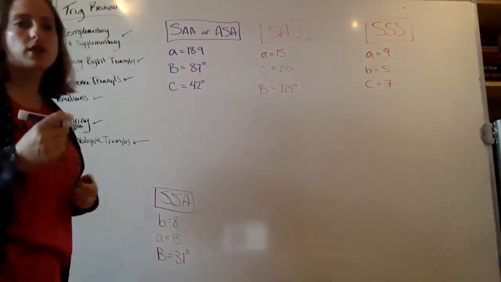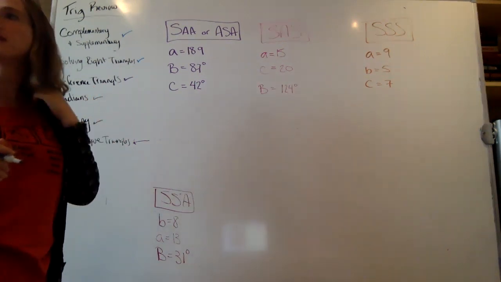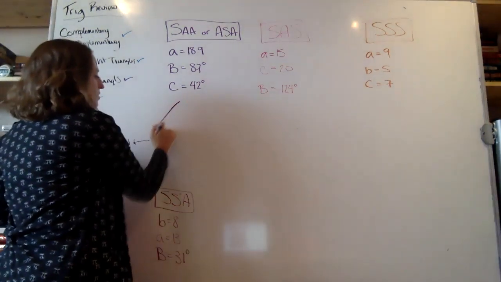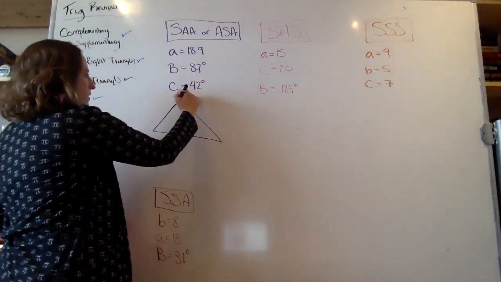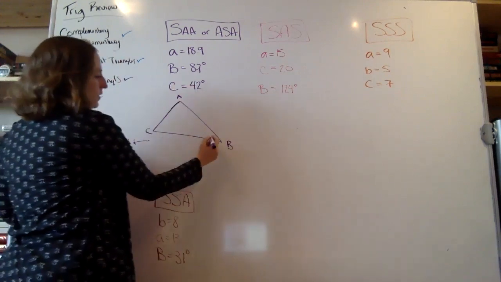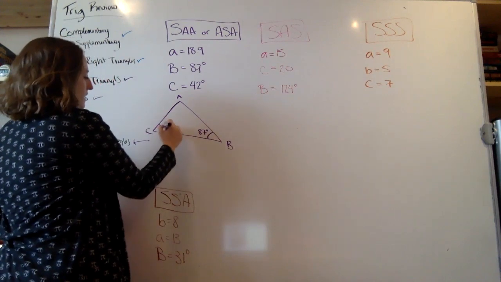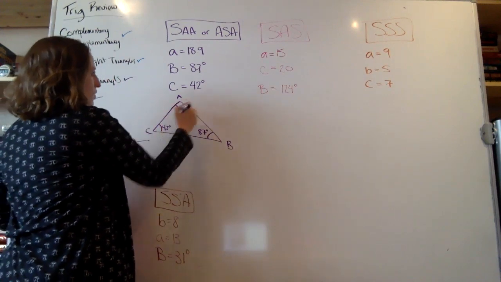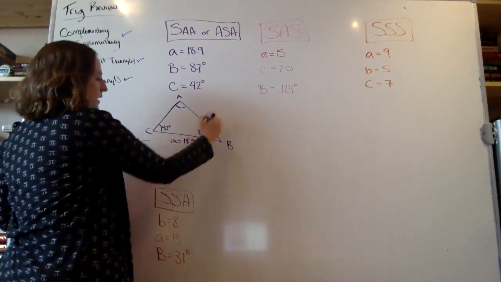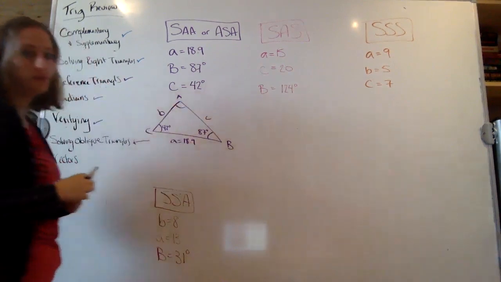So what are we going to do? Well, if I sketch a picture of this, and I'm not gonna sketch this to scale, I'm just gonna sketch a general ABC triangle to help me see what I know and what I don't. So A, B, C, what do I know? I know that my B is 87 degrees. I know my C is 42 degrees. I don't know my A, but I know side length A is 18.9. I also still need to find side length C and side length B, okay?